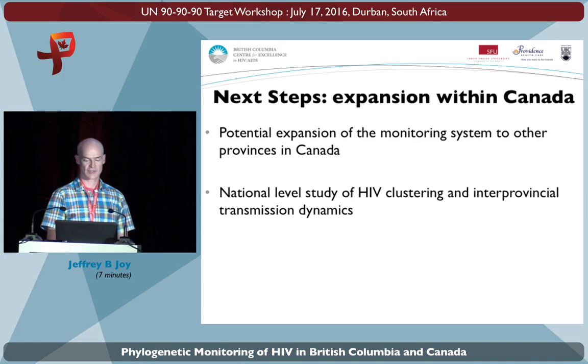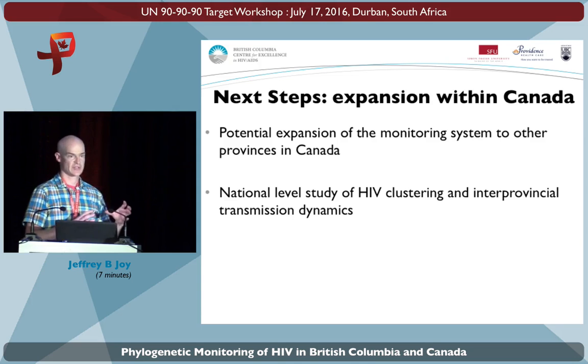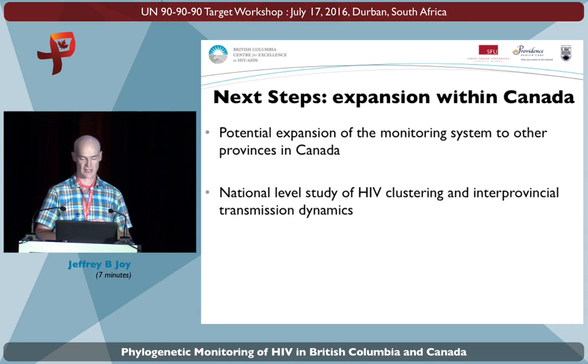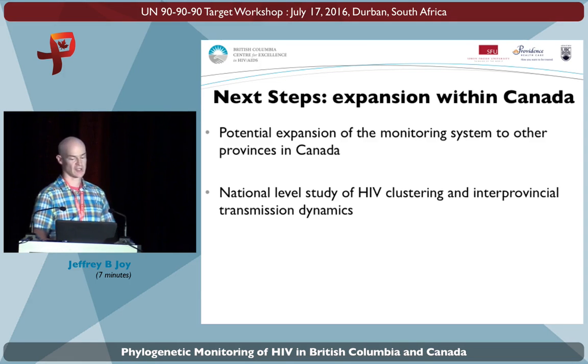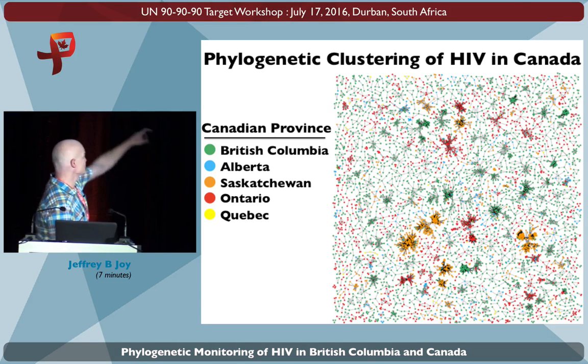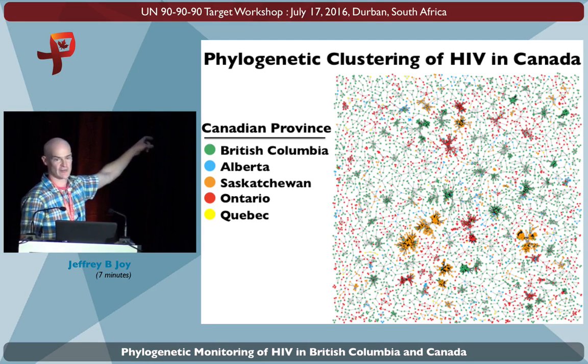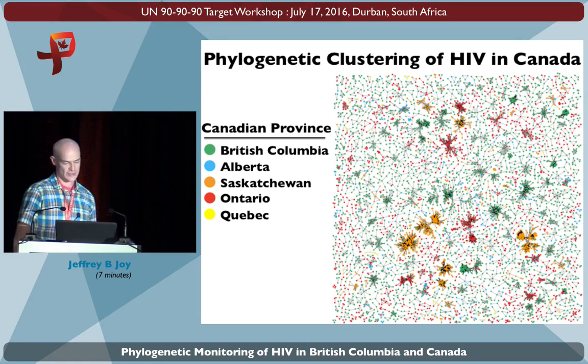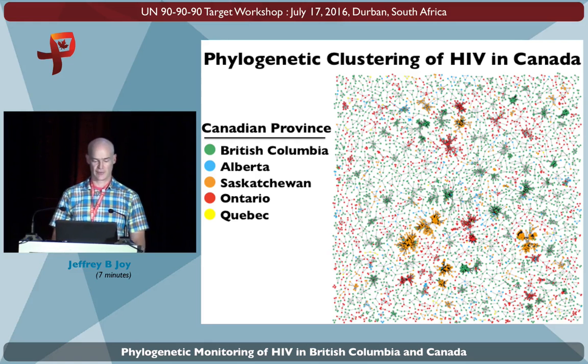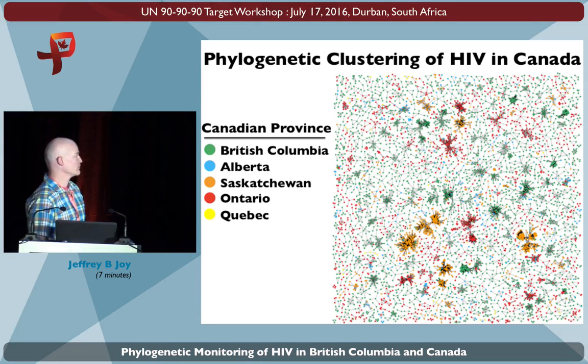So our next steps, we want to try to expand this system of monitoring to other provinces in Canada. And we're also doing a national level study looking at using these same kinds of tools to look at clustering across the country. So now I'll show you another vomit on a page, which is, now I've changed the colors so that they represent the different provinces. So green is British Columbia, blue is Alberta, orange is Saskatchewan, red is Ontario, and yellow is Quebec.